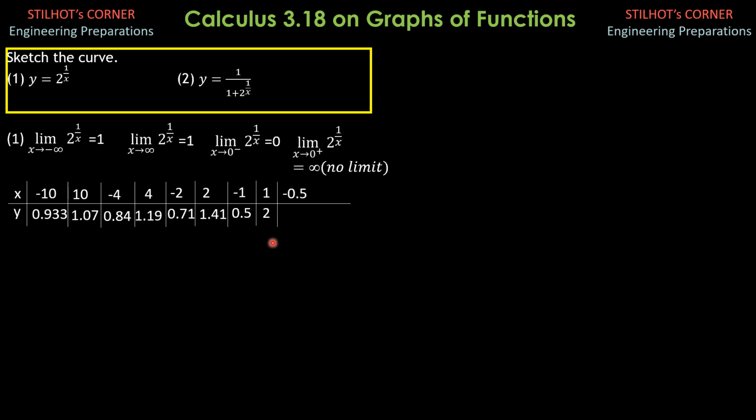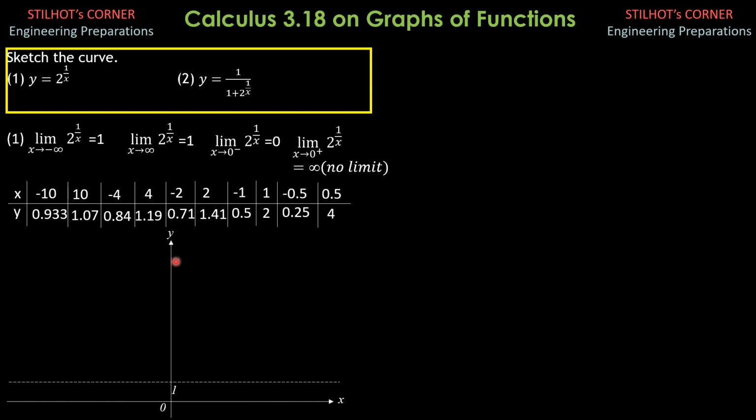When x is negative 0.5, y is 0.25. When x is positive 0.5, y is 4. So the graph should look as shown in this figure here. So as x approaches negative infinity, the curve approaches 1. This is the horizontal asymptote. And as x approaches positive infinity, it's also 1.